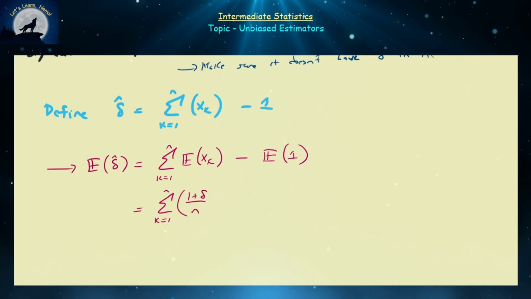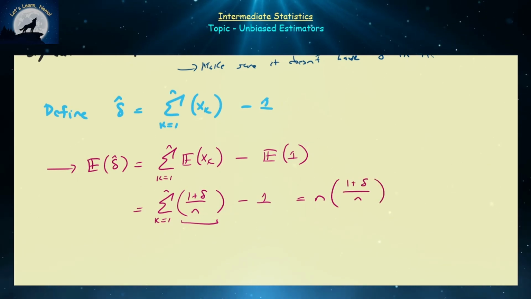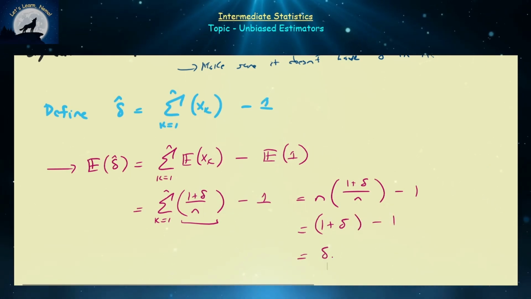Since they're identically distributed, they all have the same exact expected value, (1 plus delta) divided by n, minus 1. Notice that this is just a number that's independent of k, so we're just adding up that number n times. So it's like 1 plus 1 plus 1 plus 1 plus 1, n times, which is just equal to n times that number. So this is going to be equal to n times (1 plus delta) all over n, minus 1. The n's cancel here, so we're left with 1 plus delta minus 1, which is equal to delta.